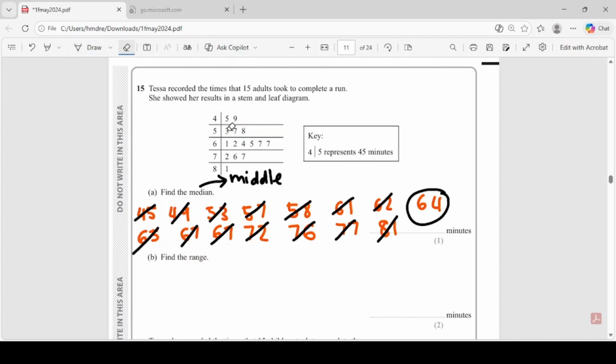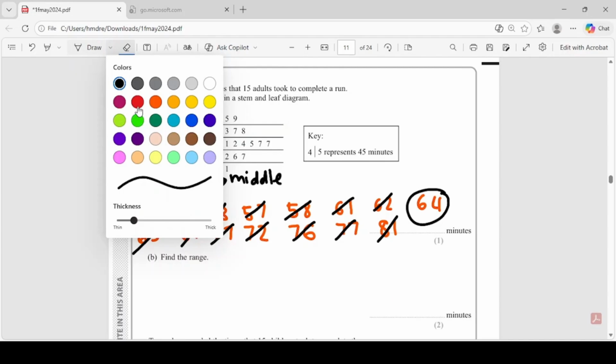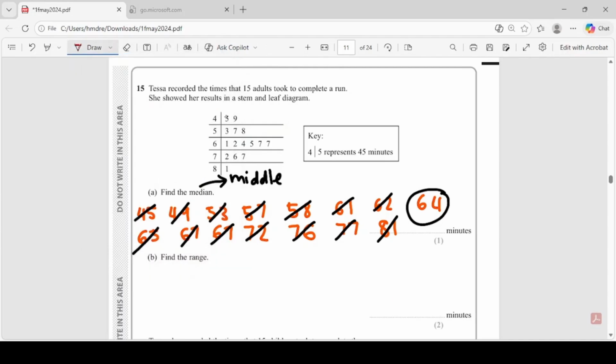Just to show you, you can do it just on the stem and leaf diagram. You don't necessarily have to rewrite it. So you would just cross out 1, 1, and you'll still get that 64. I just find it a little more straightforward when all the numbers are set out for me.